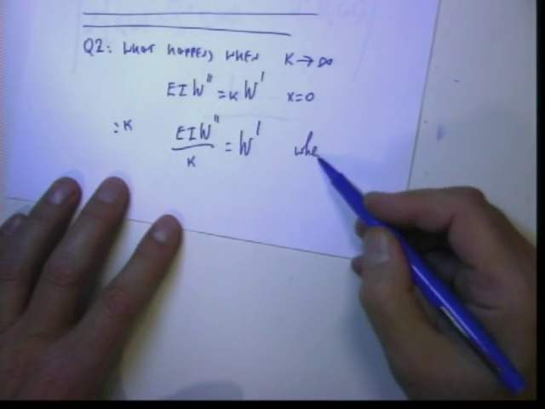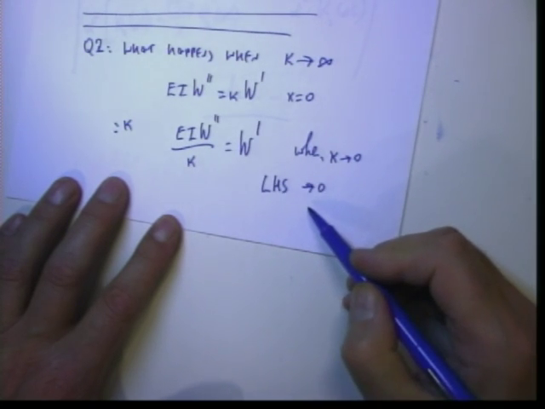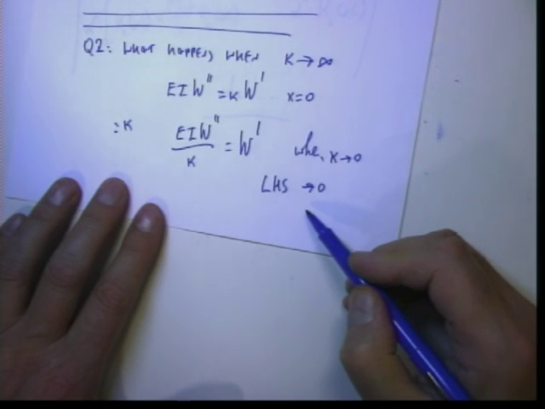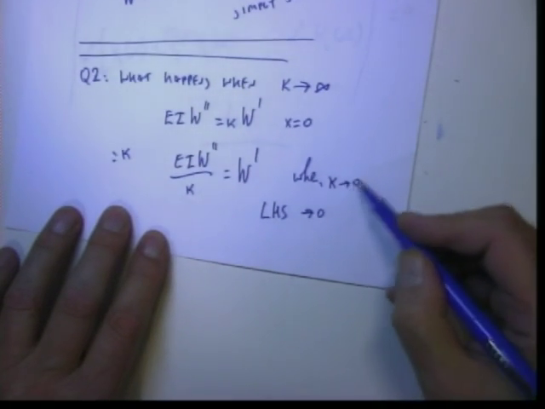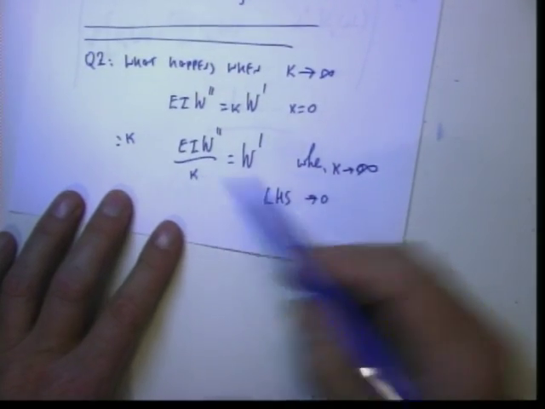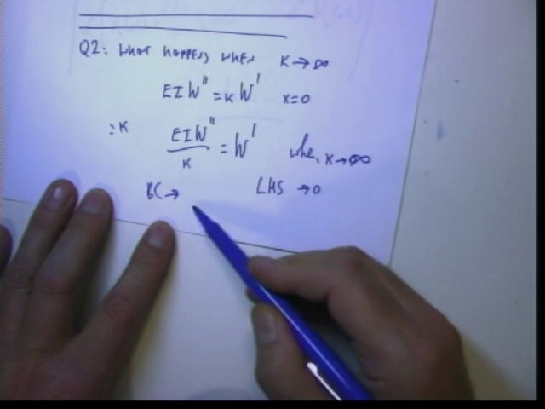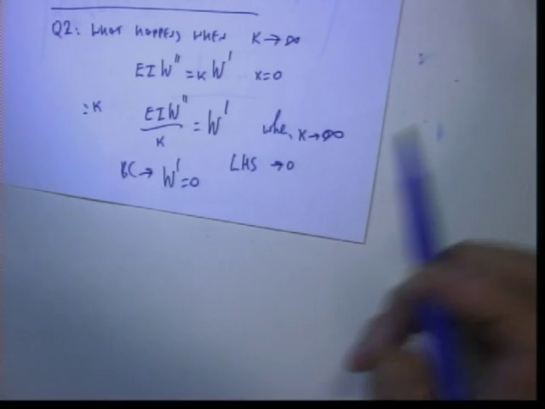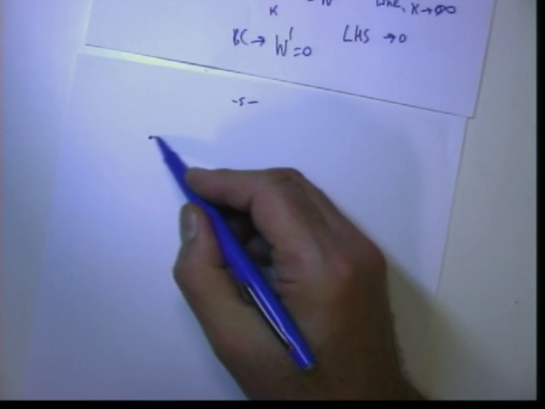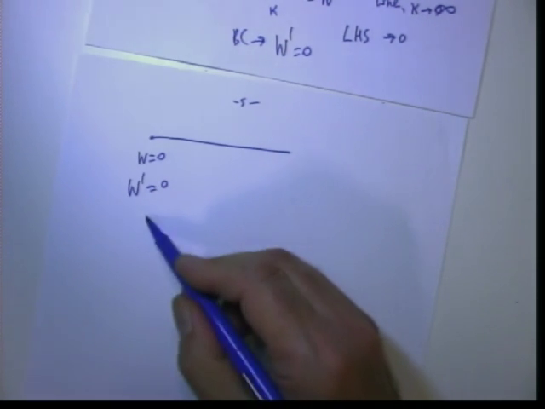So when k goes to 0, left hand side goes to 0. Oh, sorry. I said when k goes to infinity, k equals 0 with delta. When k goes to infinity, this guy goes to 0. So the boundary condition goes to W prime equals 0. Therefore, here on the left-hand side, we have W equals 0 and W prime is 0. So it is a clamped end.